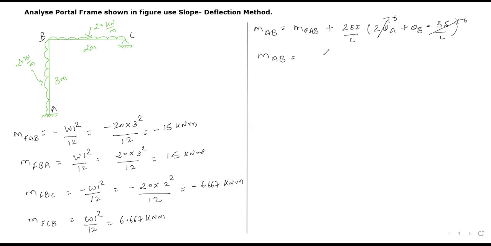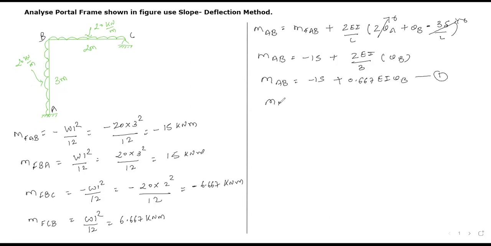So your MFAB is -15, plus 2EI divided by 3 multiplied by theta B. 2 by 3, that is 0.67. So we can write this equation like this: MAB equals -15 plus 0.667 EI theta B. This is your equation number 1.